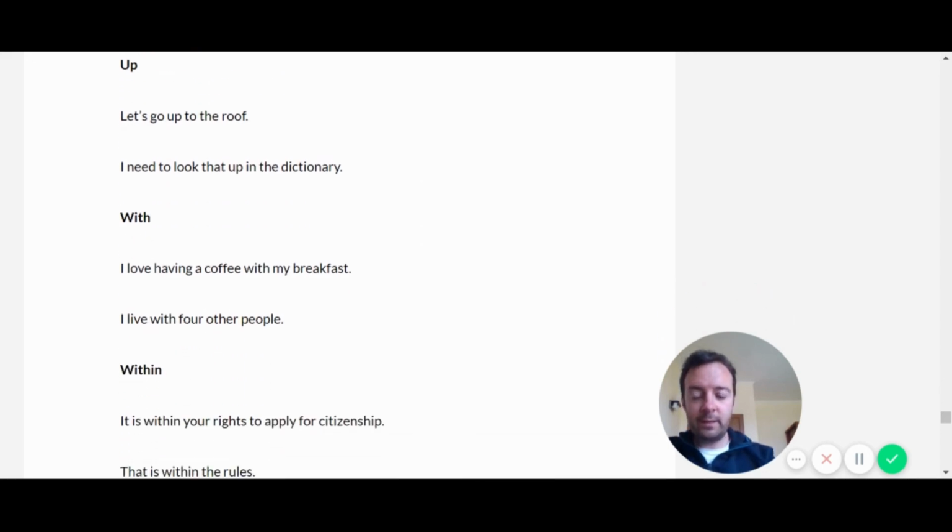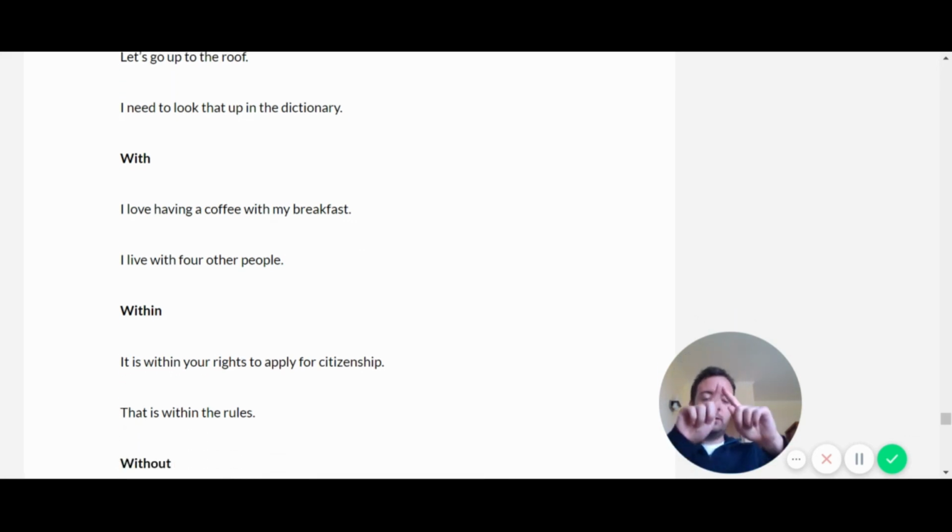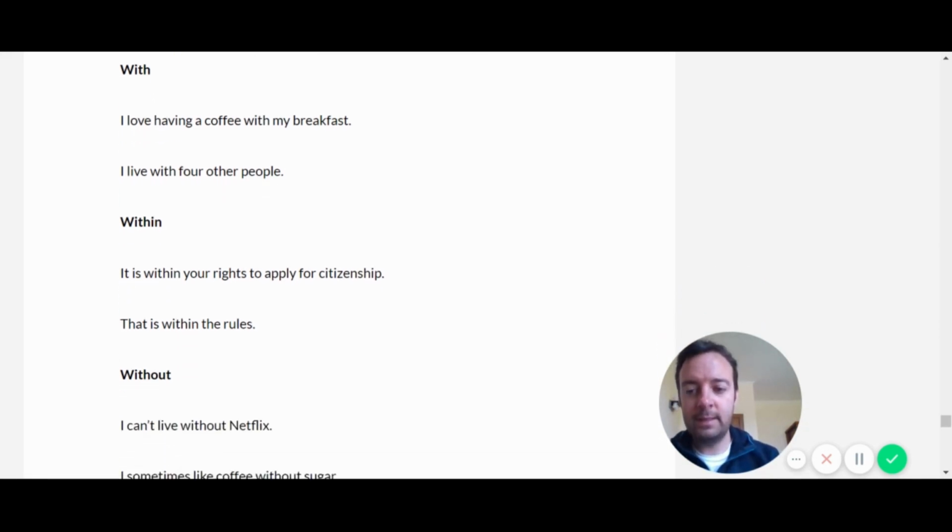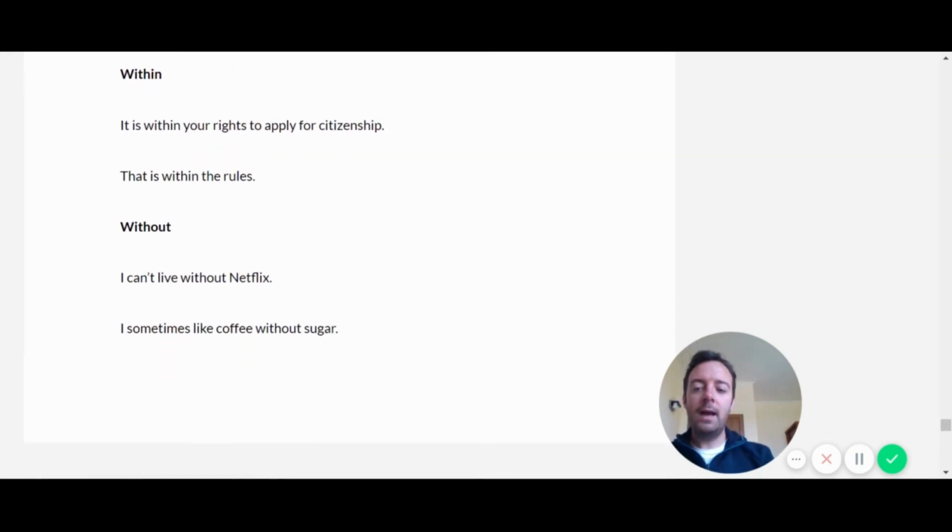Phrasal verb. With, okay, it's kind of accompanied. I love having a coffee with my breakfast. I live with 4 other people. Within is a difficult one. It's usually within the boundaries. Okay, so we have this space and there's something within that space. It is within your rights to apply for citizenship. This is within the rules. And then without. So that's when you don't have something. I can't live without Netflix. I sometimes like coffee without sugar. That's true. Most of the time, I like coffee with sugar.